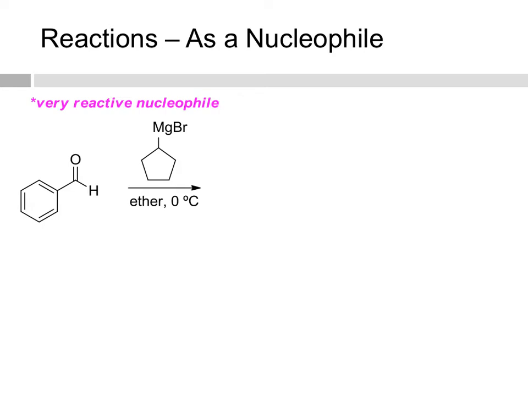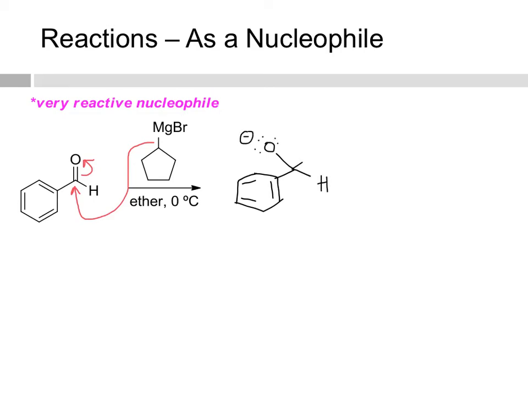Organometallic reagents can also act as nucleophiles, and they are very reactive nucleophiles. Remember again that organolithium and organomagnesium reagents are stronger and more reactive than Gilman reagents. And if you were to treat benzaldehyde with cyclopentyl magnesium bromide in diethyl ether at 0 degrees, you're going to have nucleophilic attack of the Grignard reagent onto the electrophilic carbon of the aldehyde. This results in the formation of your tetrahedral intermediate.